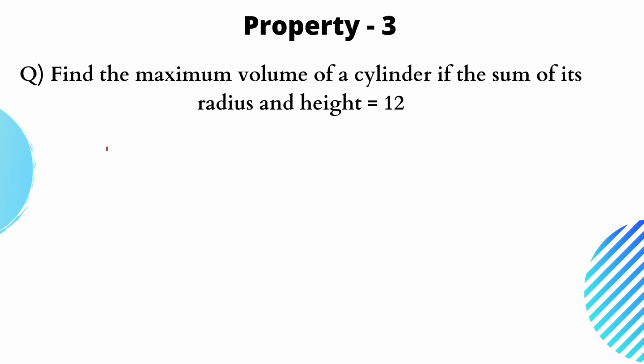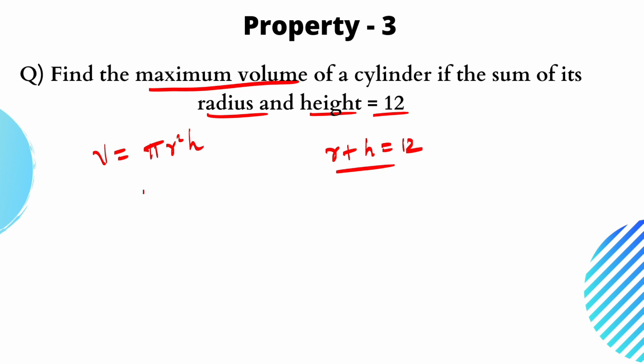So what is the volume of a cylinder? Volume is pi r square h. So pi r square h is the volume of the cylinder, and the radius and height sum is equal to 12. So radius plus height is equal to 12. So what are we asked? We are asked to find out the maximum volume.